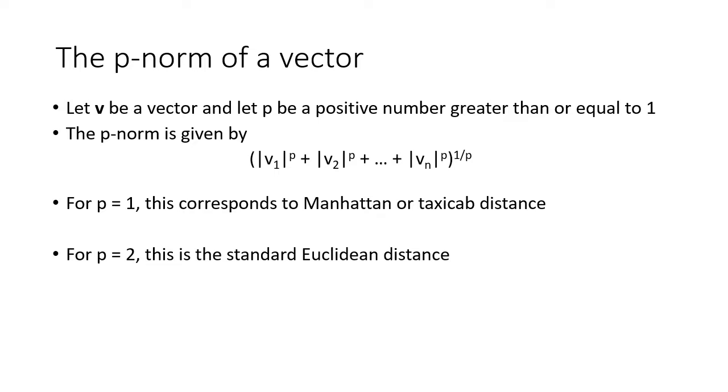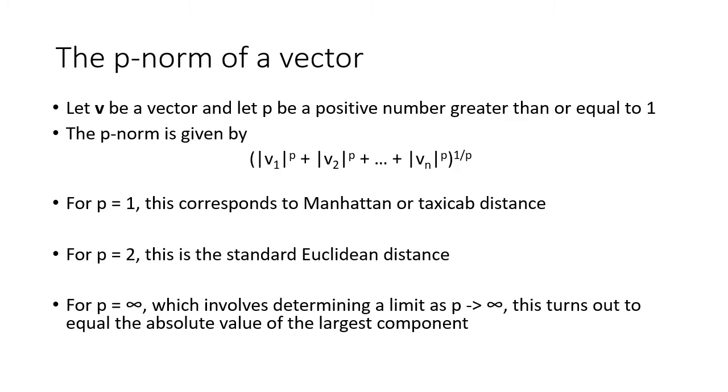When we look at p equals 2, this corresponds to the standard Euclidean distance. Square all the pieces, add them all together, and then raise to the 1 over p power, which means take the square root. When p is infinity, we can't actually put in the value p equals infinity, so this involves determining a limit as p approaches infinity. And it turns out that in this case, we get the absolute value of the largest component.